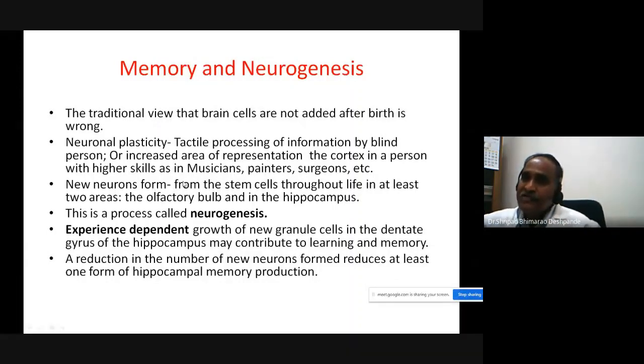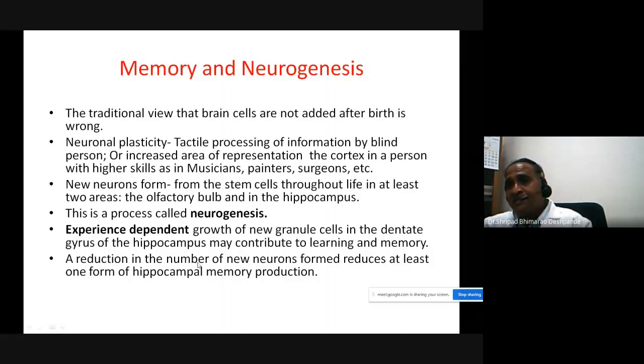So new neurons form from stem cells throughout life, at least originating from the olfactory area and hippocampus. This process is called neurogenesis. Experience-dependent growth of new granule cells occurs in the dentate gyrus. The dentate gyrus is connected with the hippocampus, and that will contribute to learning and memory.